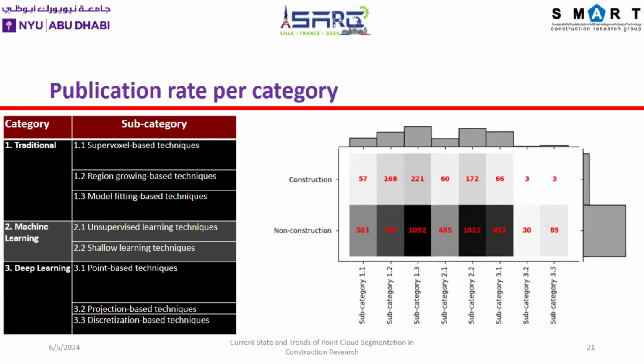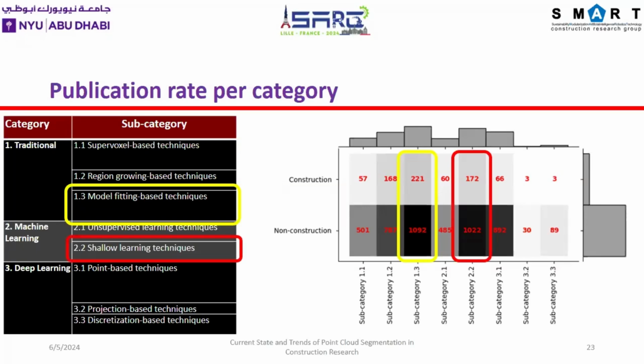In the construction research, we found around 750 publications, and then in non-construction, we found something more than 4,890. As you can see, the major or bigger number is seen in subcategory 1.3, which is model fitting based techniques. And the second big is in shallow learning techniques. But this could be an accumulation throughout the years. So we wanted to do some sort of a timeline and see which one has been there from the beginning and which one is increasing throughout.